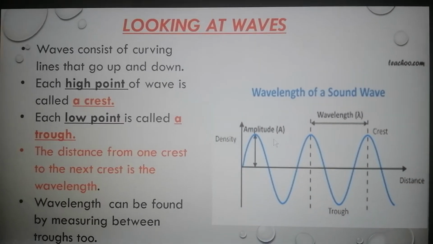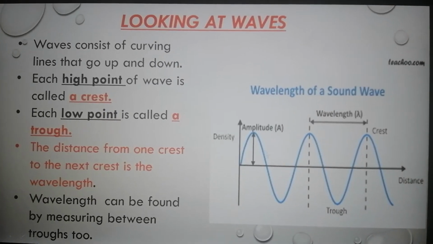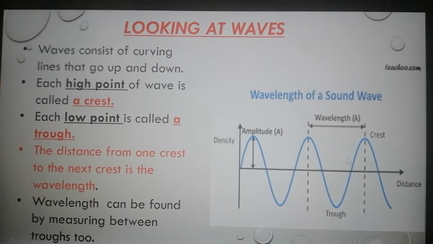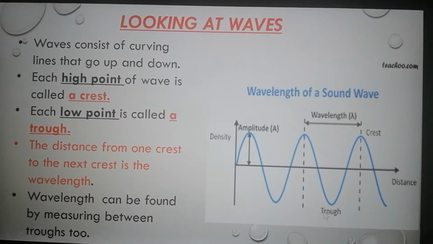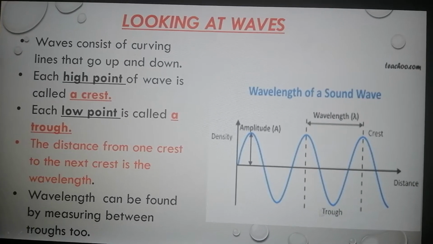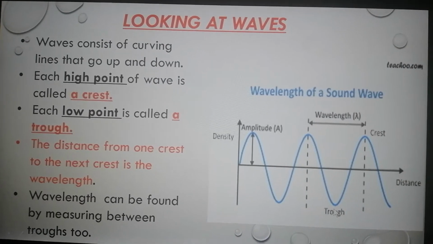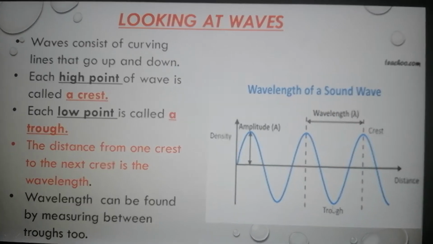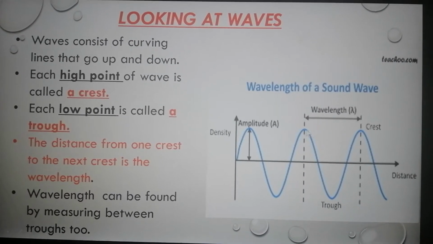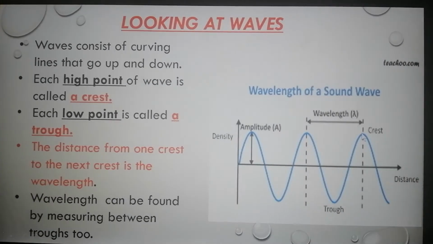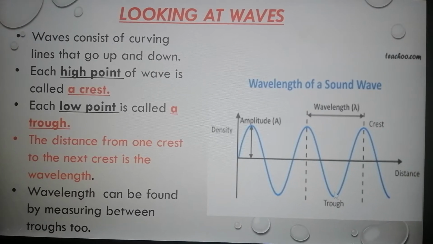Okay, what is the wavelength? The wavelength, first we have to label the wave. We have this wave, right? The highest point in the wave is called crest, and the lowest point in the wave is called trough. So the highest point is crest, the lowest point is trough. Okay? The distance between two crests is called wavelength, or the distance between two troughs is called wavelength.